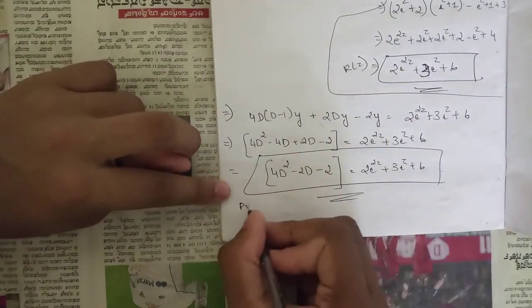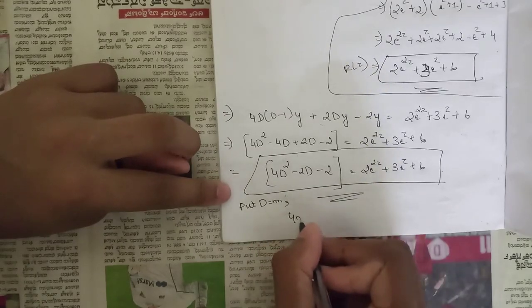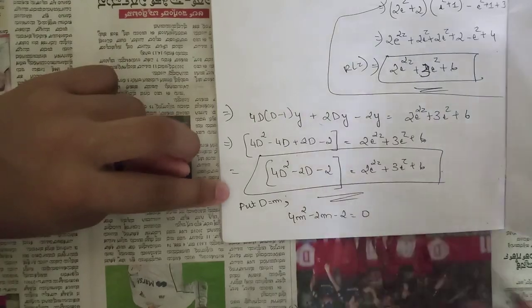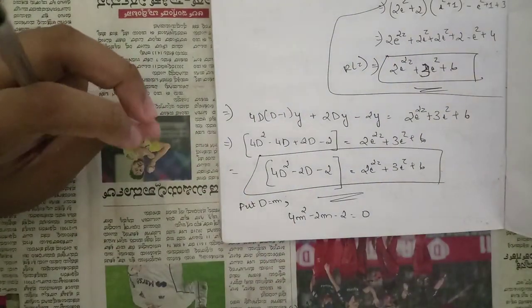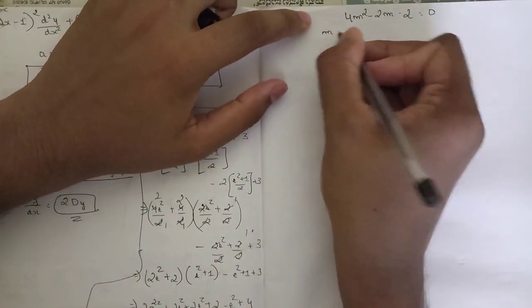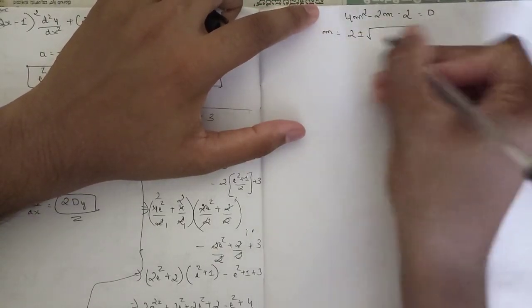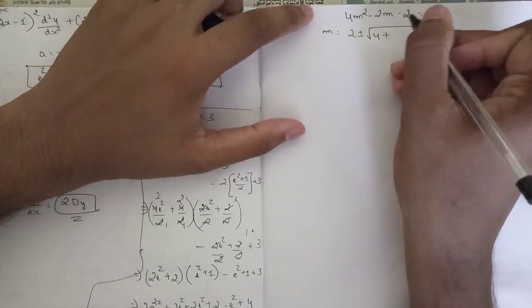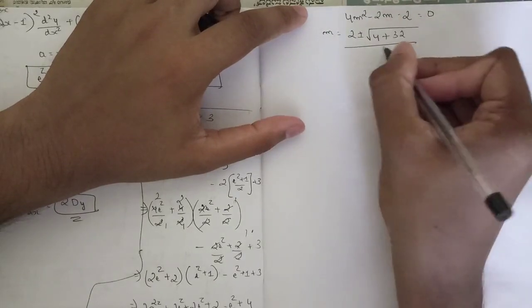So now again we need to put d is equal to m here. So we get it as 4m square minus 2m minus 2 equal to 0. For this now we need to find the roots by using the quadratic formula. So now let's solve this. The value of b is minus 2, so it would be 2 plus or minus square root of 2 square is 4. Again we have minus, so this would be plus 4 into 2 into 4, that is 32, divided by 2 4s are 8.